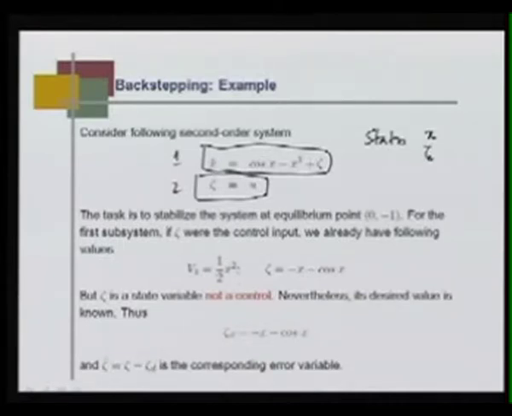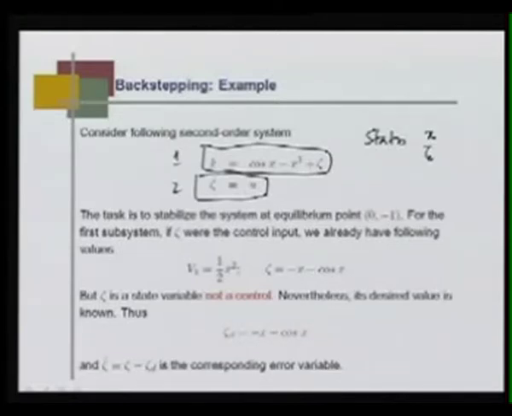So, if I accept xi as a control input, then we have already shown in the last example, V1 is half x square, then xi has to be minus x minus cos x, for which the system is stable, and we found that the derivative of this is minus x to the power 4 minus x square. But this xi is not a control action. I cannot give this xi from outside the system, it is inside. Xi is a state variable, not a control action.